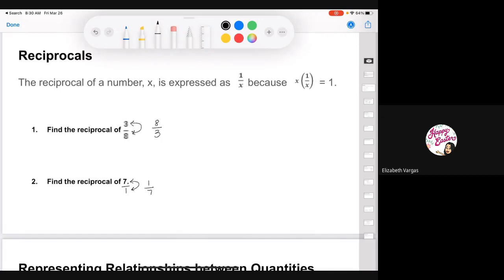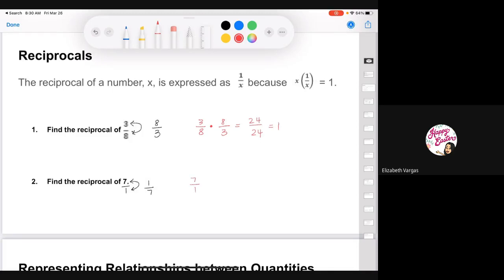Okay, and what it means is that when you multiply the number and its reciprocal together, you get 1. Basically, if I were to multiply 3 over 8 by its reciprocal, you get 24 over 24. 24 divided by 24 is 1. So whenever you multiply a number and its reciprocal together, you want to get the product of 1. So that's how you know you found the right reciprocal.